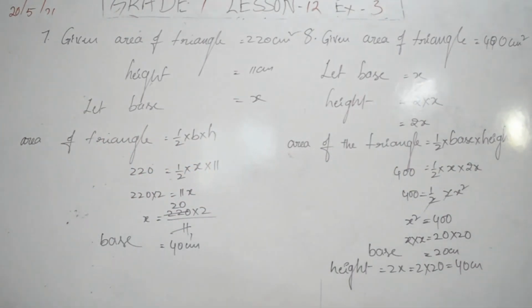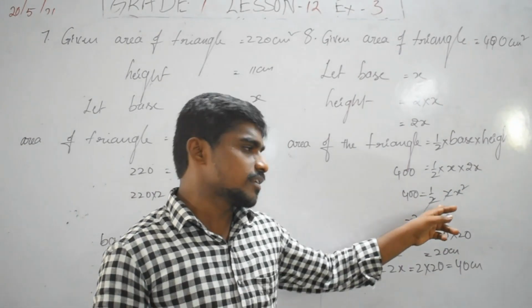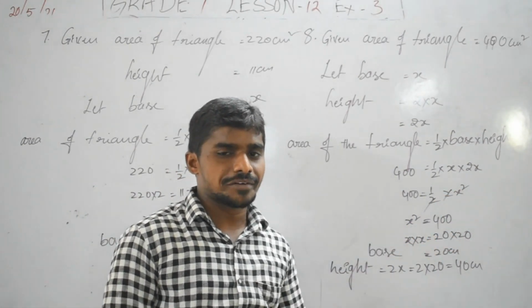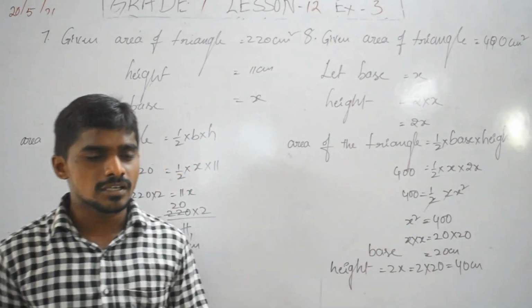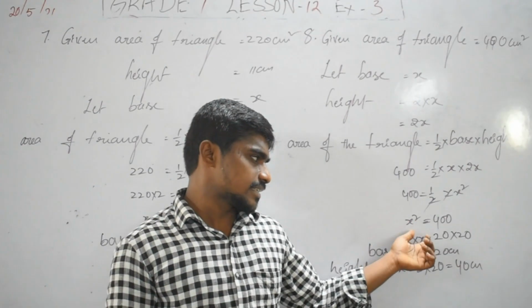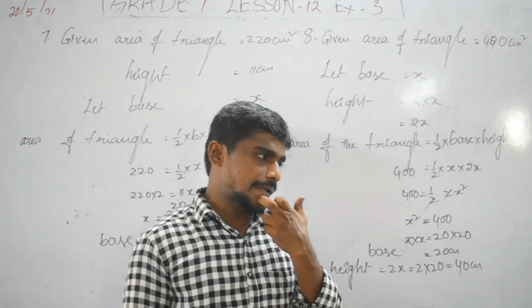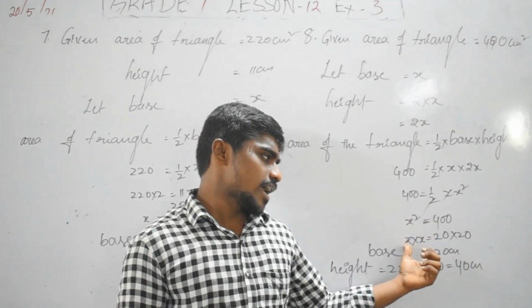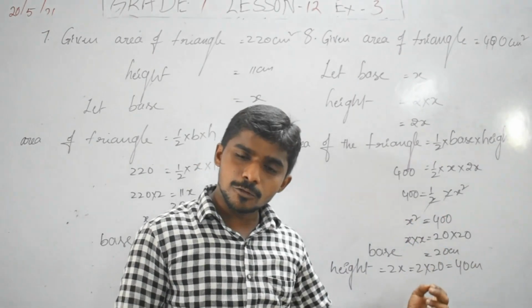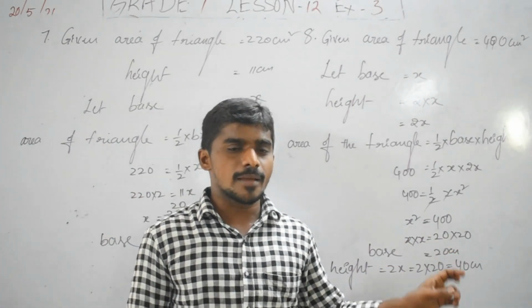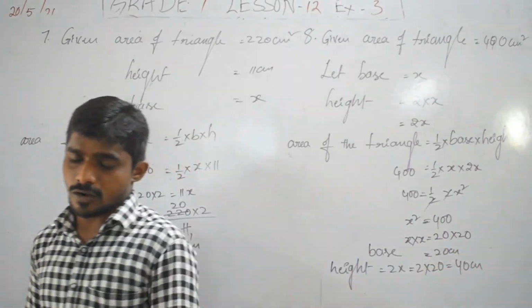Like x square, we remove this square and the root comes on this side: root 400 is 20. That lesson comes in 8th class. So here I said it in expanded form. Already in exponents we write x square as x into x. Any two same numbers multiplying to give 400: 20 into 20.